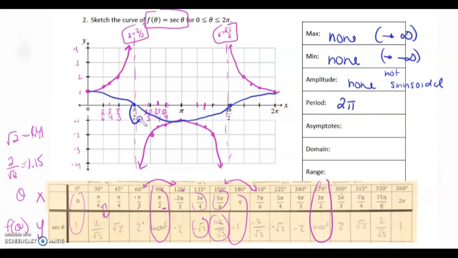Asymptotes occur starting at pi by 2, plus minus every pi away, so pi n. Okay, asymptotes occur every single time there's an x-intercept in the original. Now, domain is going to be x in the reals, such that x is not equal to the vertical asymptotes, which we just pull from above here. And the range is going to be the same as cosecant.